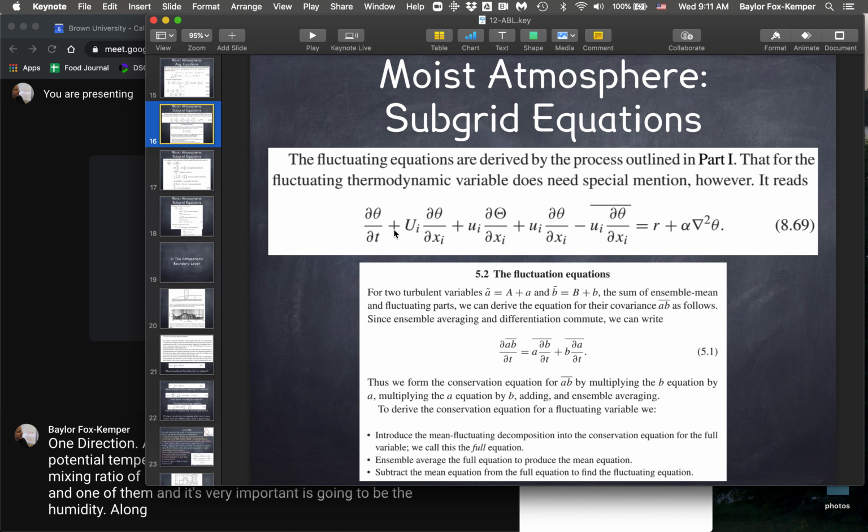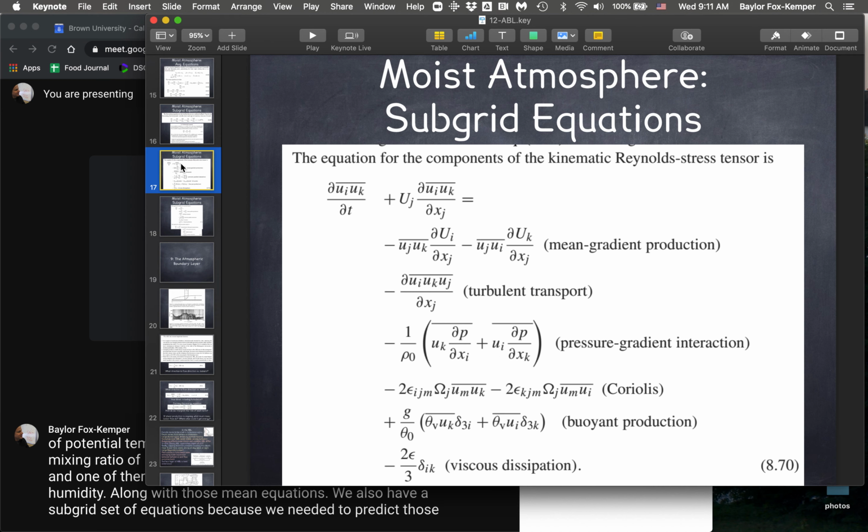Along with those mean equations, we also have a subgrid set of equations because we needed to predict those second moment pieces. So if we look at, for example, the Reynolds stress, the IK component of the Reynolds stress, it has a mean gradient production, or sometimes we call this the shear production. It has a transport term, which depends on the triple correlation, which is not something that we know, but it is something we could measure. If we wanted to write an equation that governs this, that's the turbulent closure problem. We would have to write an equation that has a triple product. That's a mess. And it keeps going because the triple product would have a fourth product in it, etc.